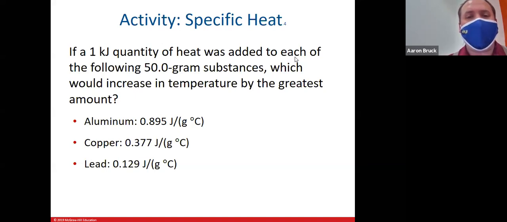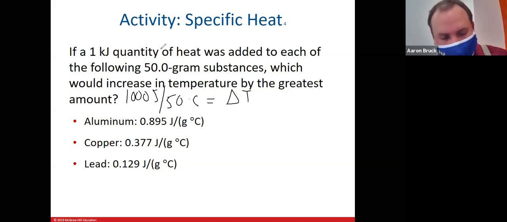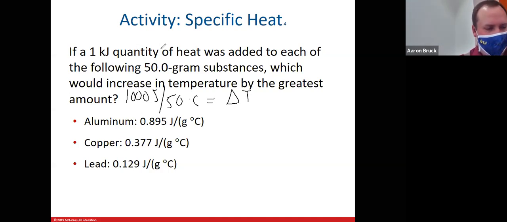Okay, those of you that are choosing aluminum, I'm assuming it's based on the fact that the specific heat is the greatest. And that would actually be the reverse logic of what we need. We can do this calculation really quickly. A kilojoule of energy is 1,000 joules. If I divide it by the 50 grams and the specific heat, that would give me my change in temperature. So real quick, 1,000 divided by 50 divided by 0.895.